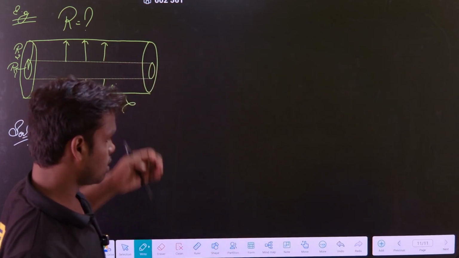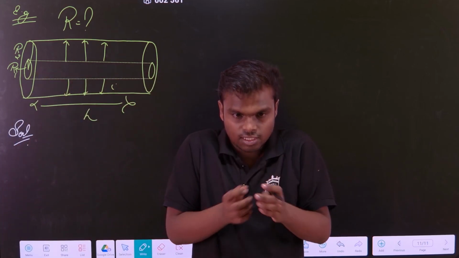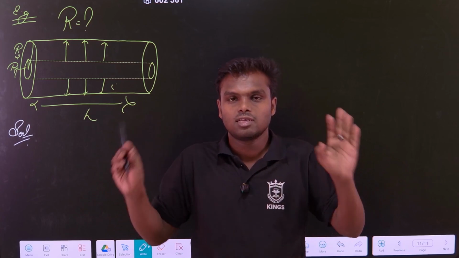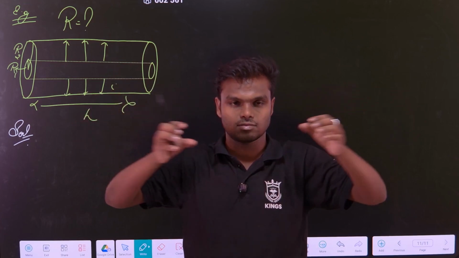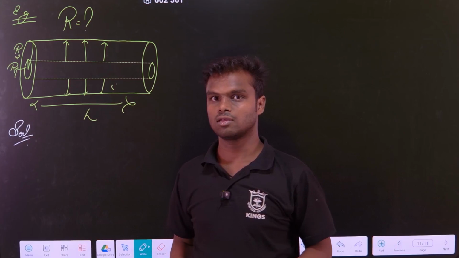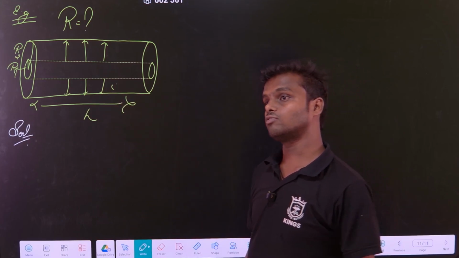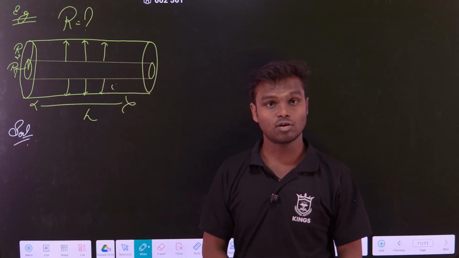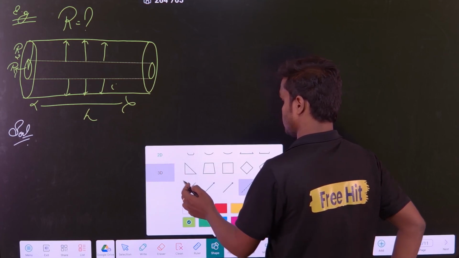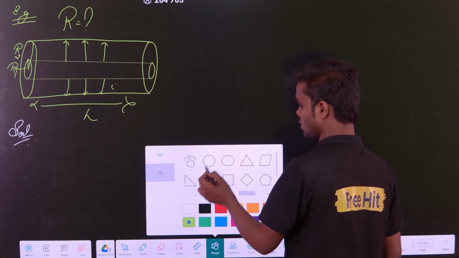Why can't we write it? Because if you try to understand, the current is going like this, and the area is increasing. Initially the radius is r1, now the radius is r2, so the area is increasing. The length remains the same, L only, but the area is increasing. So what do we have to do now? We have to do the integration. We are going to integrate over this surface. So let us do the integration.